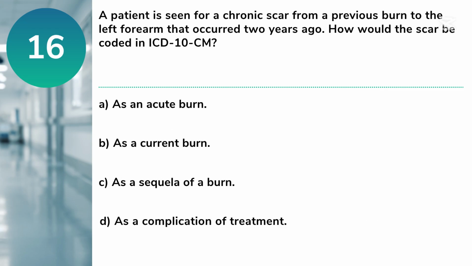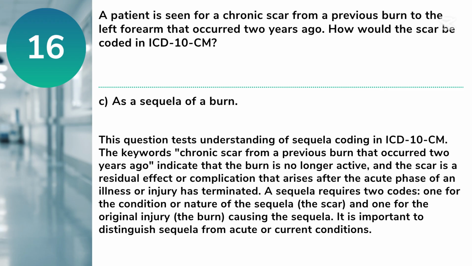Question 16. A patient is seen for a chronic scar from a previous burn to the left forearm that occurred 2 years ago. How would the scar be coded in ICD-10-CM? A. As an acute burn. B. As a current burn. C. As a sequela of a burn. D. As a complication of treatment. Answer: C. As a sequela of a burn.